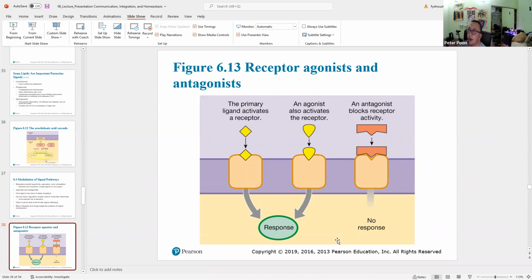Let me give you examples of each one. The first one is morphine. You have endorphin receptors. Morphine is an agonist to the endorphin receptor. It binds to the endorphin receptor and causes the response, the happy feeling response. An antagonist blocks the receptor activity.